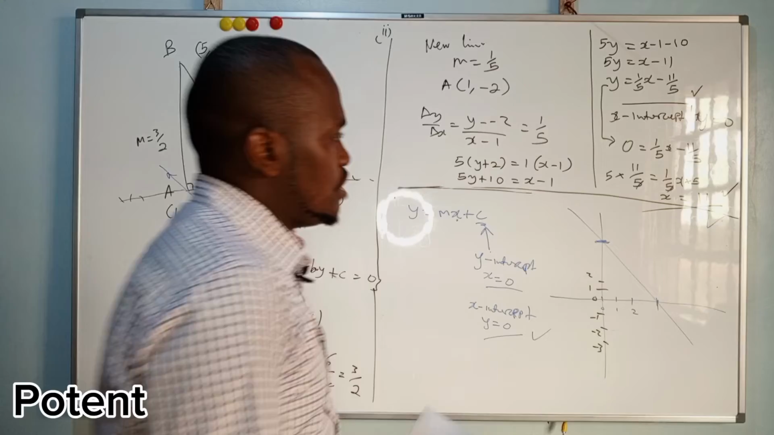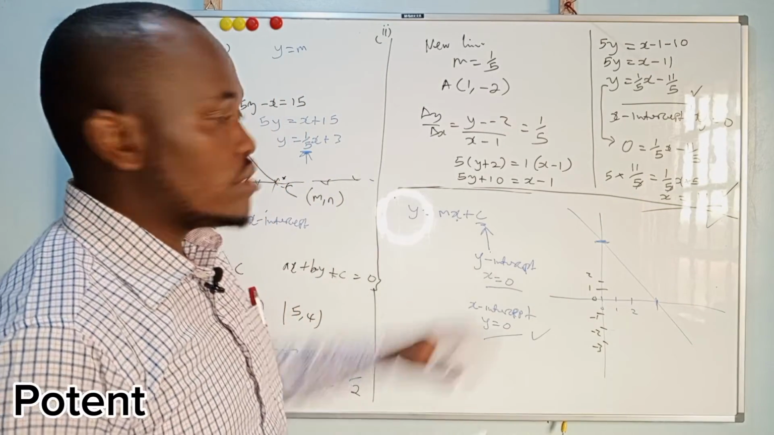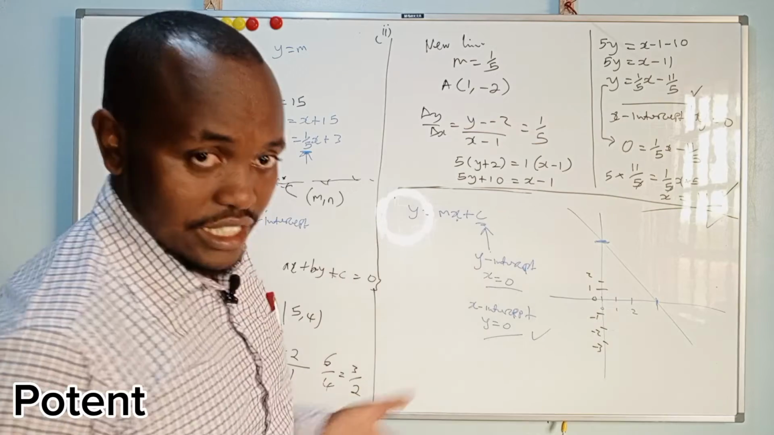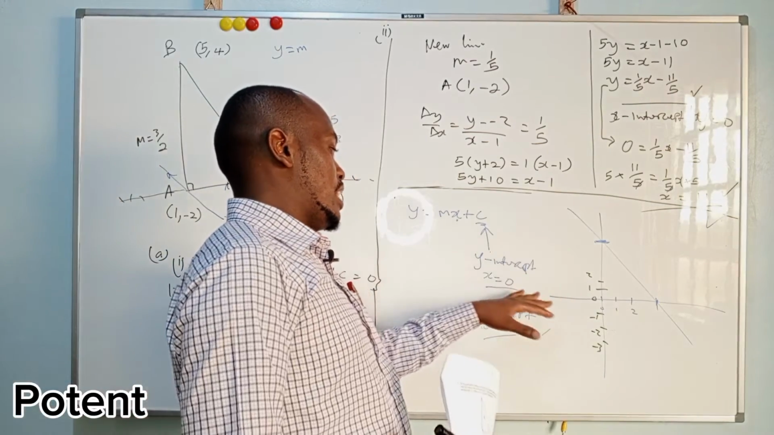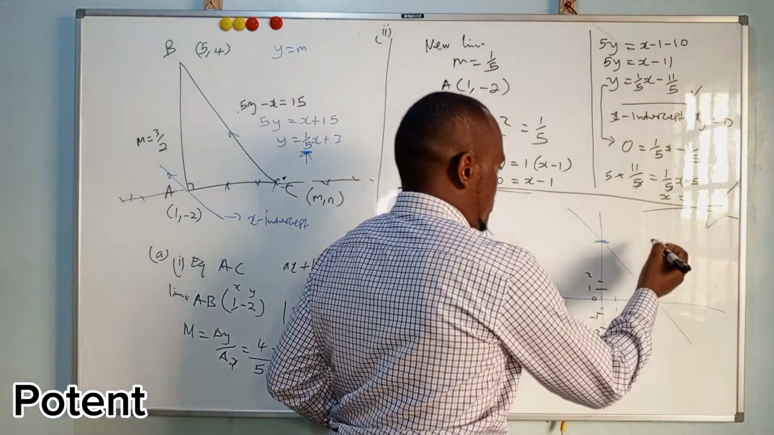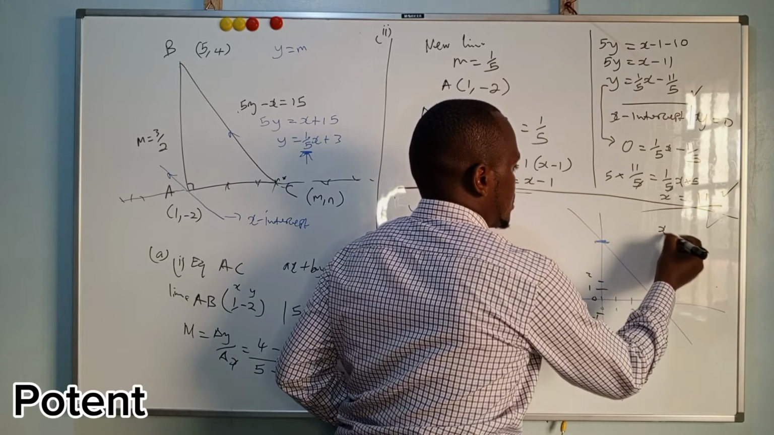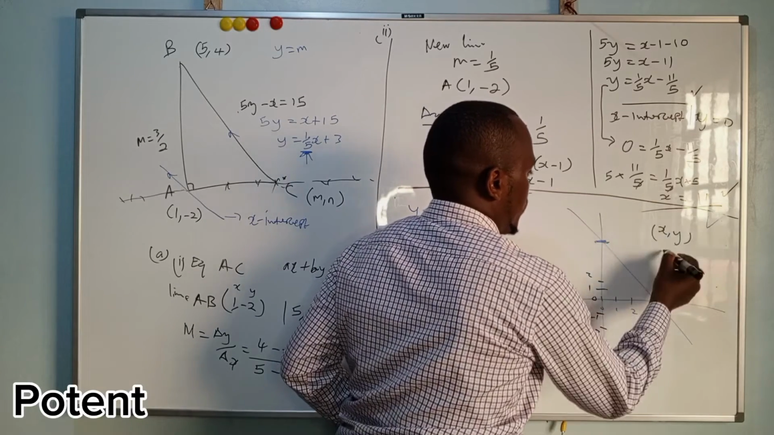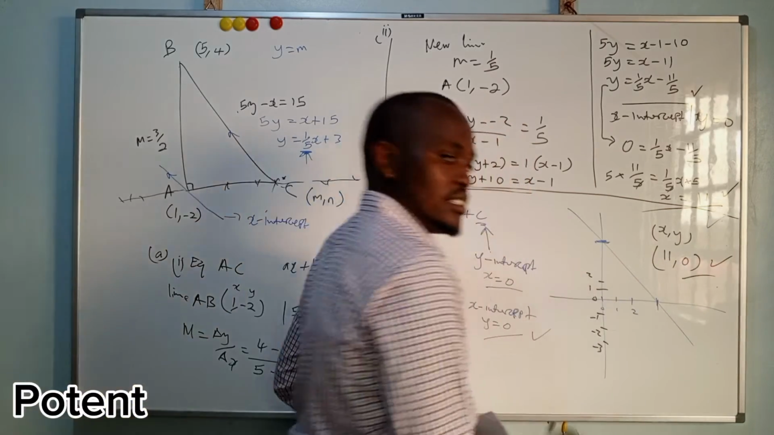Okay? So that was the answer. But if you are asked for the coordinates of the point where the line cuts the x-axis, see, a point you are given is (x, y). So here it is 11 and then 0. So this would be the point.